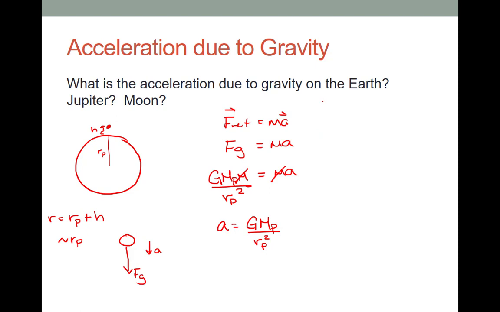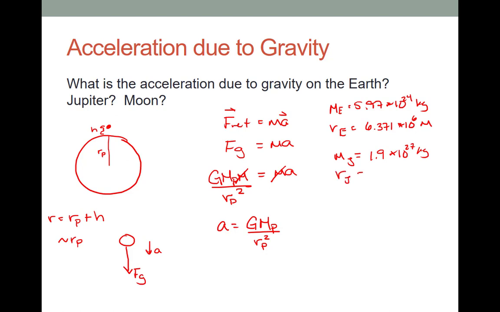Now we need some numbers. The mass of the Earth, we've seen that one a couple times already, 6 times 10 to the 24th kilograms. Oops, that is a P, that should be an E. The radius of the Earth is 6.371 times 10 to the 6th meters. The mass of Jupiter is 1.9 times 10 to the 27th kilograms. And the radius of Jupiter is 69.911 times 10 to the 6th meters.